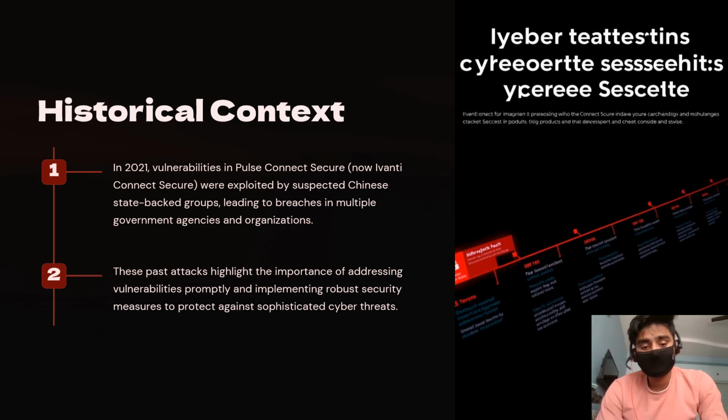So these past attacks highlight the importance of addressing the vulnerability promptly to mitigate the threats and to give the best robust security measures against any kind of sophisticated cyber attacks. We can take action immediately. So this was the historical contextual analysis, folks, I can even say.